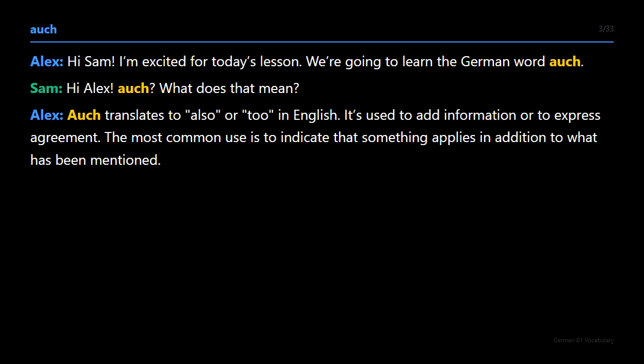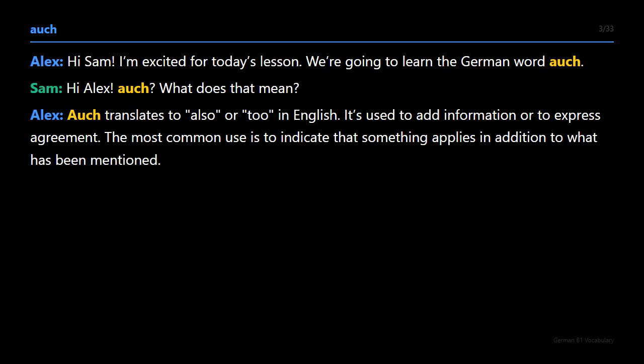We're going to learn the German word auch. Hi Alex. Auch. What does that mean? Auch translates to also or too in English. It's used to add information or to express agreement. The most common use is to indicate that something applies in addition to what has been mentioned.